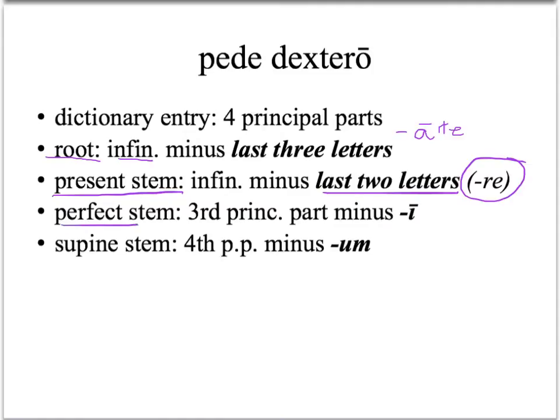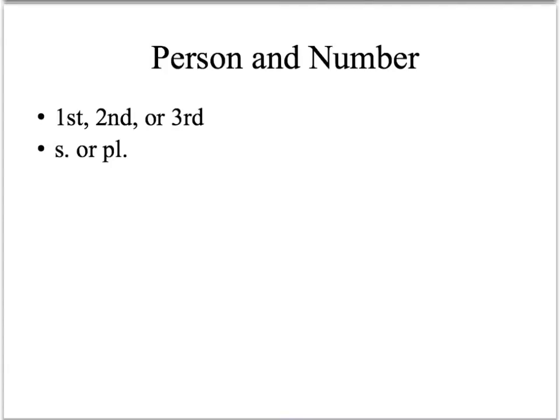Perfect stem, another building block, comes from the third principal part minus the letter I, and the supine stem comes from the fourth principal part minus the UM, or if the fourth principal part is given with a US, minus the US. At the top of a synopsis sheet, there will always be a space for the person and number in which you will perform the synopsis. So, once again, you will only be using one person and one number throughout a given synopsis.